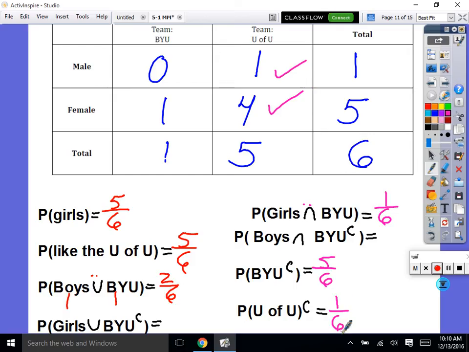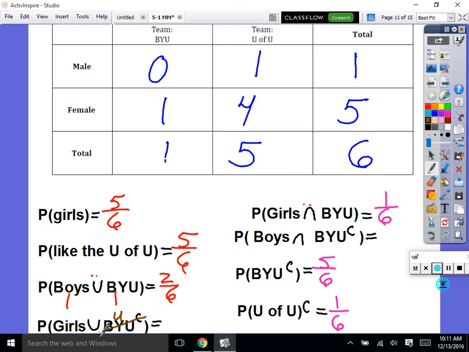Okay, we're almost there. Sorry, erasing this, because this next part's probably the harder part. Let's look at this one: girls united with BYU complement. You ever say to yourself, what does that mean? I'm looking at it in sections. Notice the complement's not all of it. It says BYU complement, so that is the U. If you don't like BYU, you like the U. So I'm going to change BYU complement to the U.